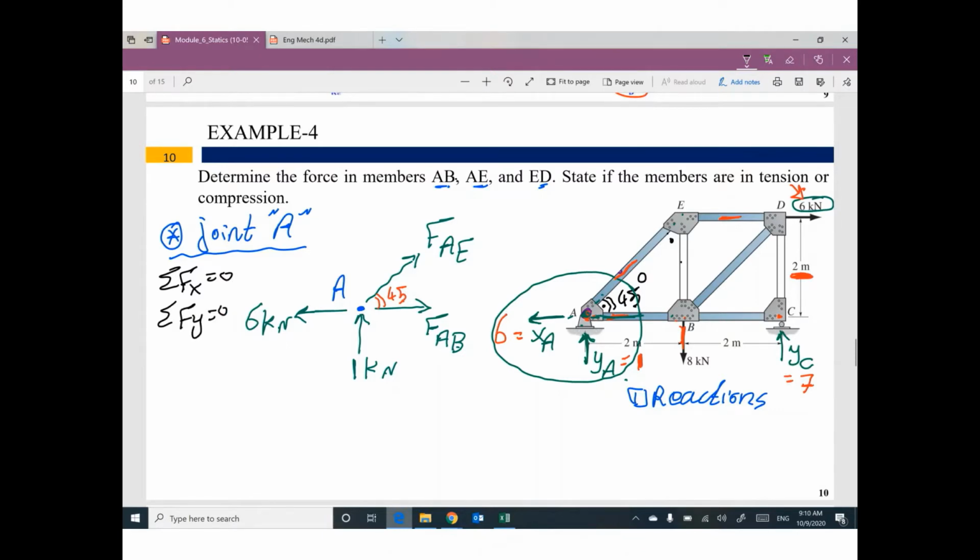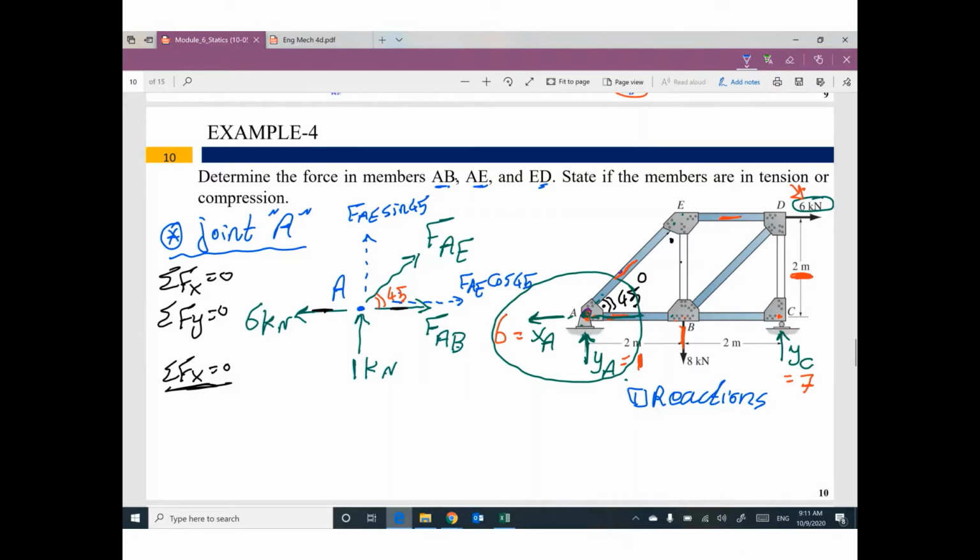Let's start with the first equation. Summation f of x equals 0. What do you have in x direction? We have this force, we have this force, and we have two components. This component for FAE is cosine 45 degree, and we have vertical component for this force FAE sine 45 degree. Until this moment, I have some students still confused which one is cosine, which one is sine. The adjacent component to your angle is cosine.